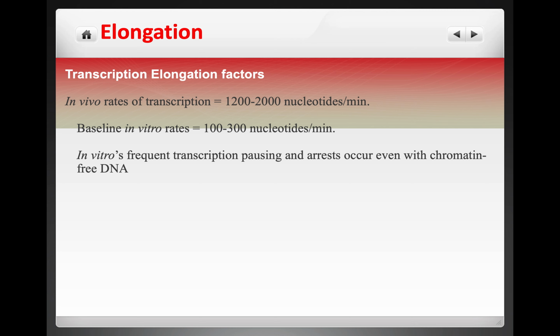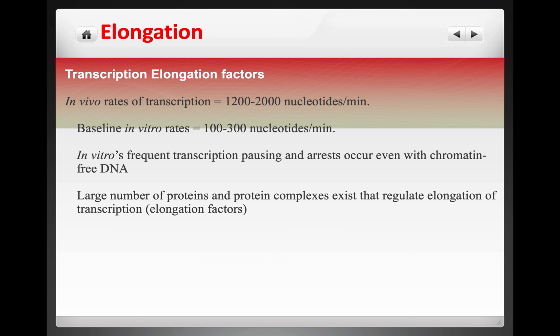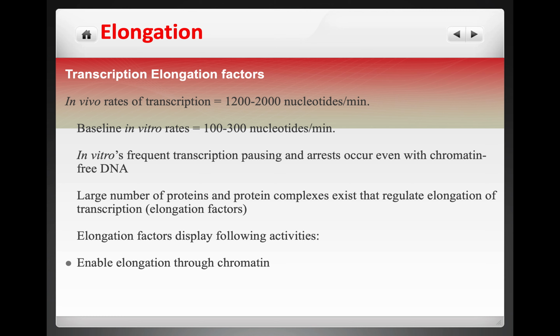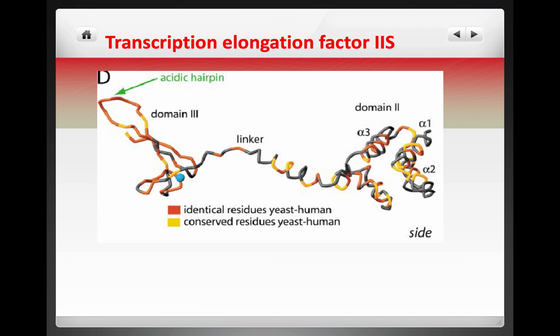In vitro, frequent transcription pausing and arrest occur even with chromatin-free DNA, which is quite common, and a large number of proteins and protein complexes exist which regulate elongation of transcription, the elongation factors. Elongation factors usually display the following activities: enabling elongation through chromatin, suppressing pausing, because too much pausing is not good for transcription, and overcoming transcription arrest.